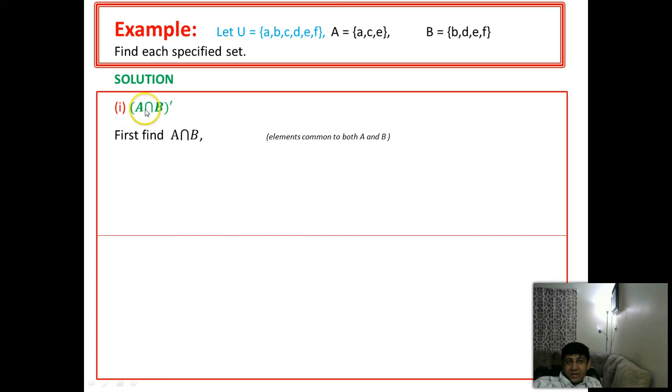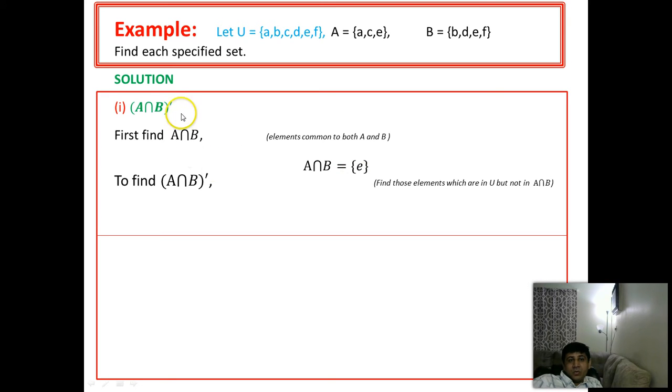Let's first find A intersection of B, the elements common to both A and B. So this is A, this is B. What is common? A is in this one, not in this one. C is in this one, not in this one. E is the common one. So let's write E. This is our A intersection of B here, which comes out to be E.